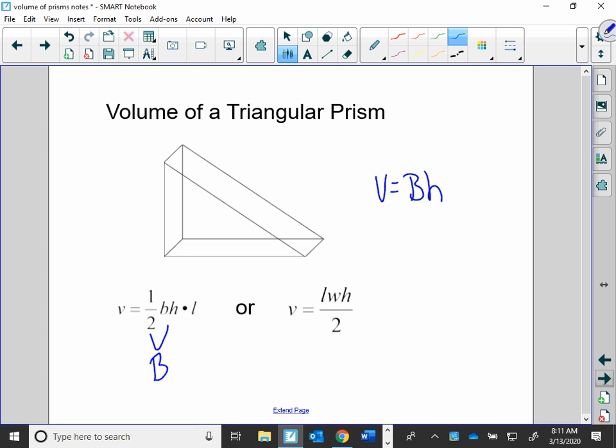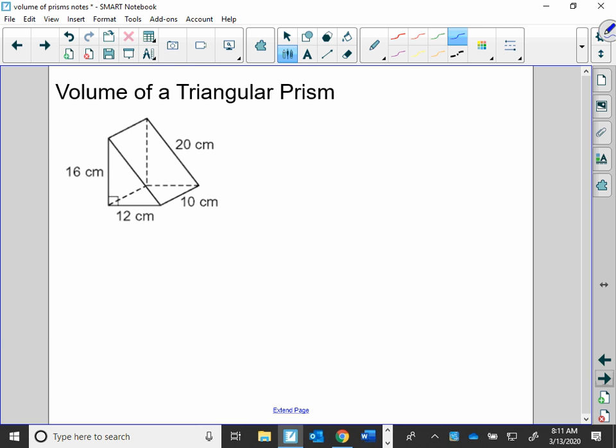And remember, if this is your triangle, this is your height, this is your base, and this right here would be your length that you're going to use for L in the formula. Let's look at an example and see how we can do it.